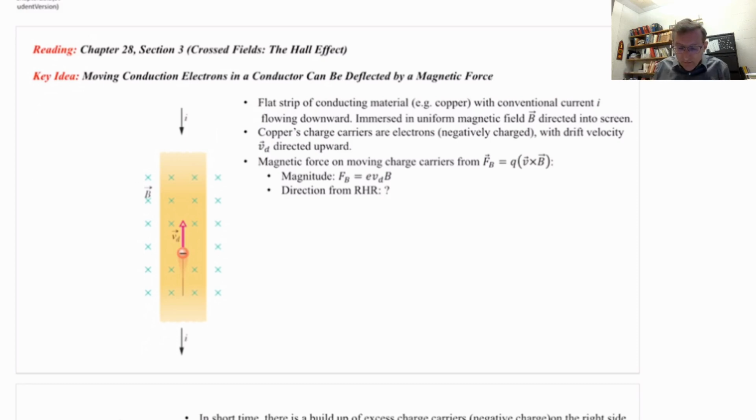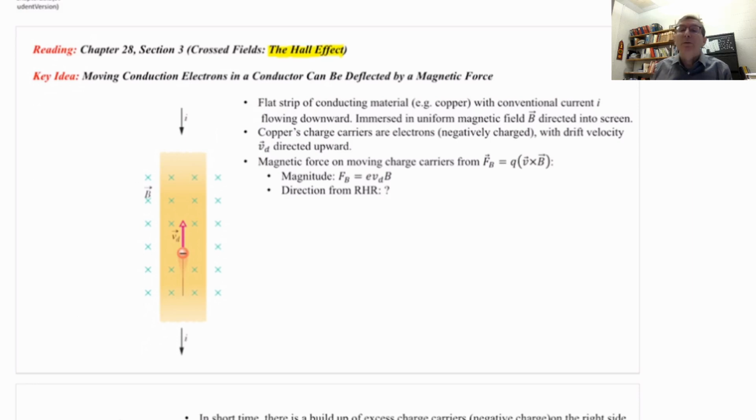Okay? And this application turns out to be quite a famous phenomenon, discovered in the 1800s, and has been used as an experimental tool ever since. It's called the Hall effect, and that's what everybody calls it. But it's really just the physics of a charged particle moving in a magnetic field and also in an electric field.